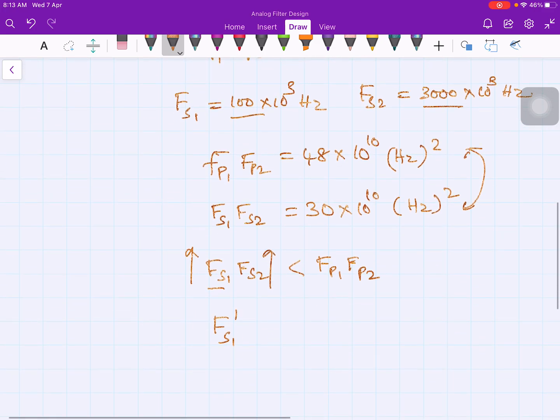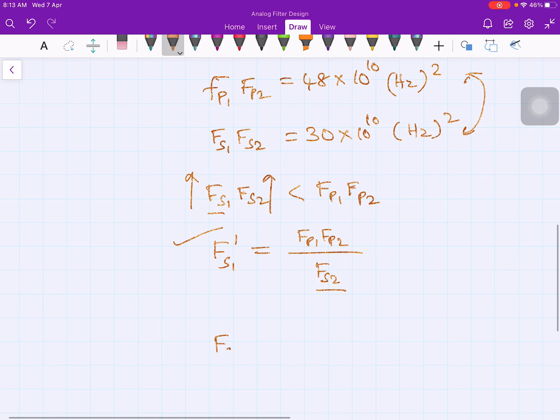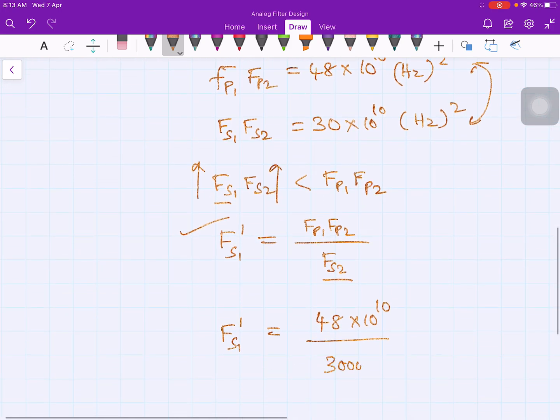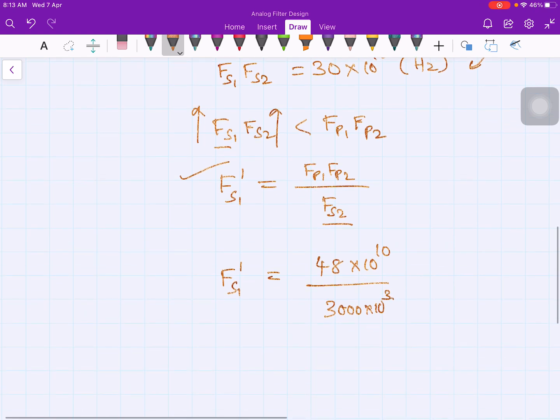Therefore let me increase FS1. So FS1 prime is equal to FP1 FP2 divided by FS2. Okay, don't change FS2, only change FS1. So the changed one is FS1 prime. FS1 prime is equal to 48 times 10 to the 10 divided by FS2, how much? 3000 times 10 to the 3. So this is how much?